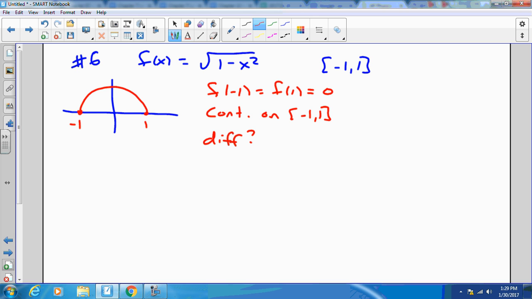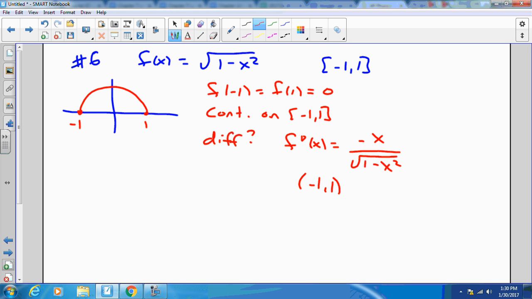What about differentiable? Well, to find out, let's take a derivative and just ask, does this derivative have values for every x on the open interval negative 1 to 1? If we take the derivative, we get f prime of x equals negative x over the square root of 1 minus x squared. Now, is this function valid on every x in the open interval negative 1 to 1? No? What x is it not valid for?